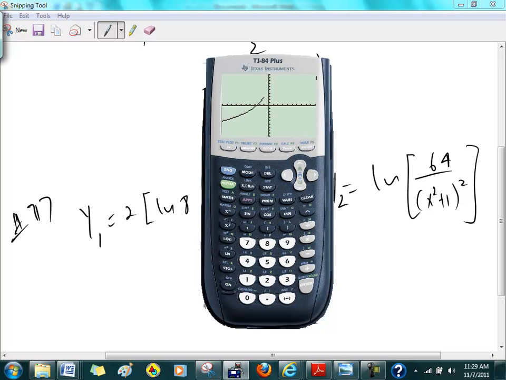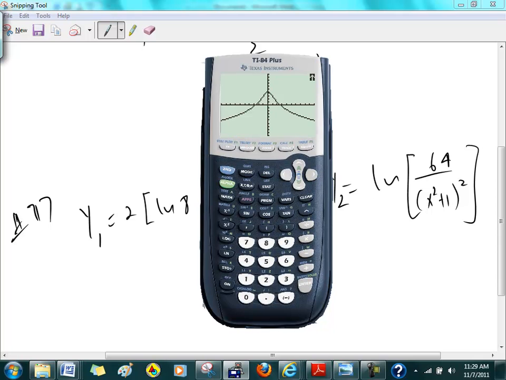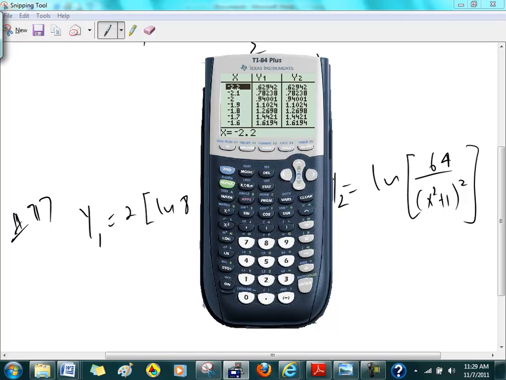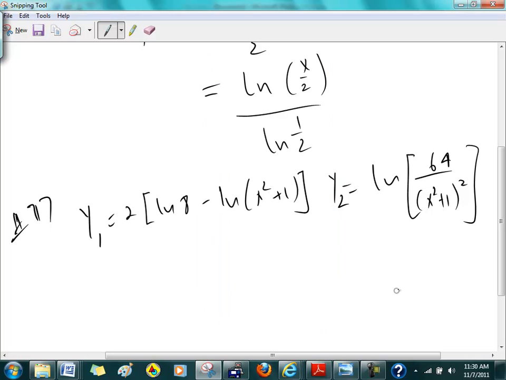So here comes y1. And to me, it looks like y2 and y1 are the same thing. Go take a look at the table, okay? Second table. Okay, and the columns look identical. Well, it shouldn't be a surprise, should it? Why is it a surprise?